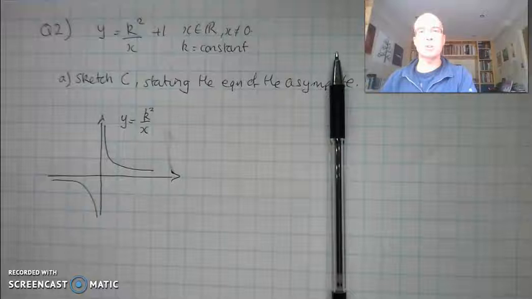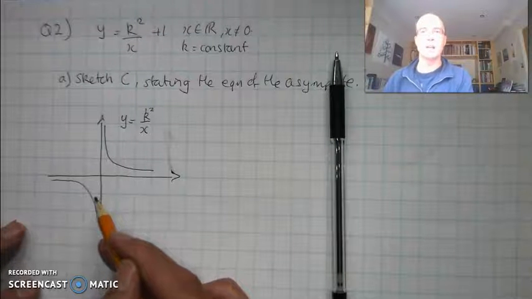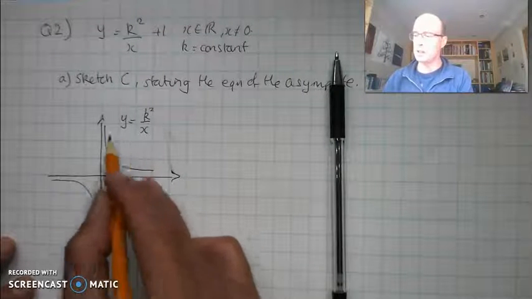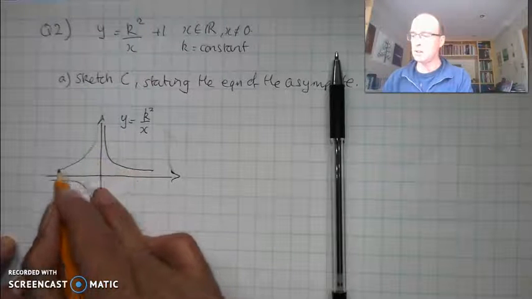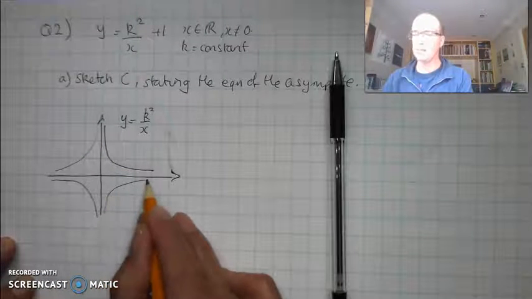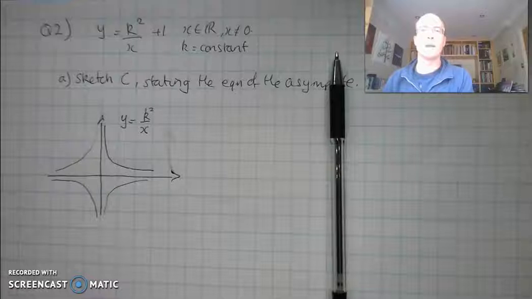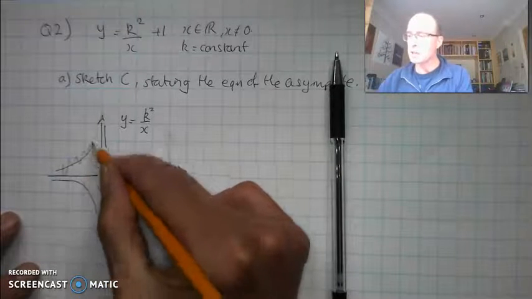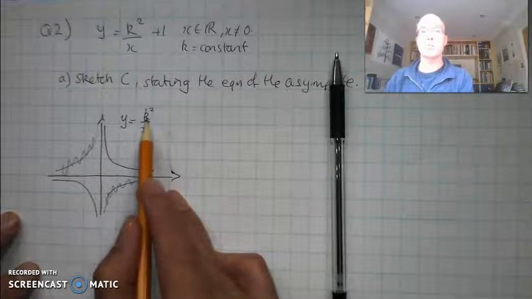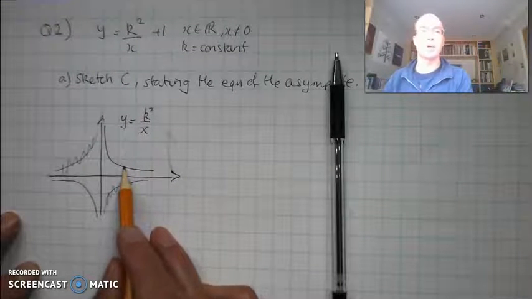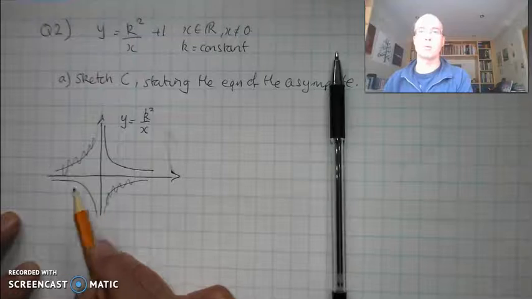Remember, if they hadn't told us k squared, they just told us k, we didn't know whether k was positive or negative. I'd only get this for the positive values of k, and I'd get this for my negative values of k, and that really wouldn't help me to draw my graph. So they haven't told us that. They've told us that they're giving us k squared, so we know we're dealing with a positive value, so my curve must be in the first and third quadrants.